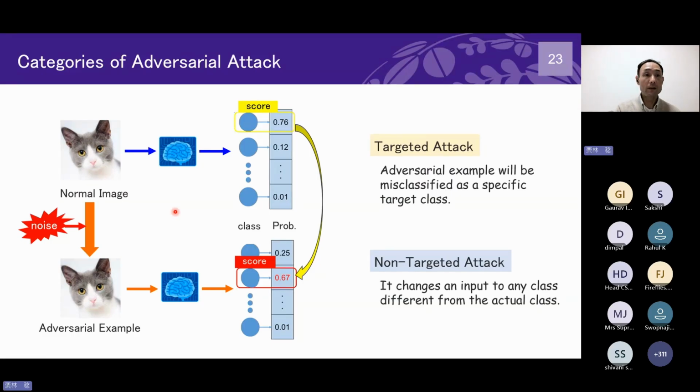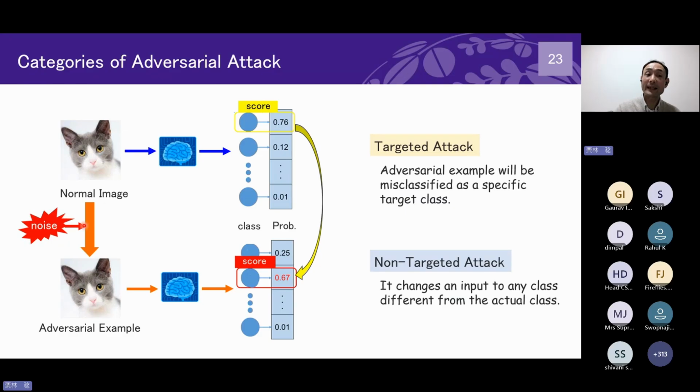Okay, and now move to the categories of the adversarial attack. So this is the original image and this is the AI model. It outputs certain scores for each class. For example, in this case, the classes are cat, dog, monkey, and so on. The probability of the cat class becomes higher, therefore the AI model determines this is a cat.